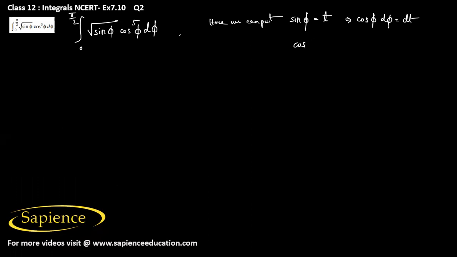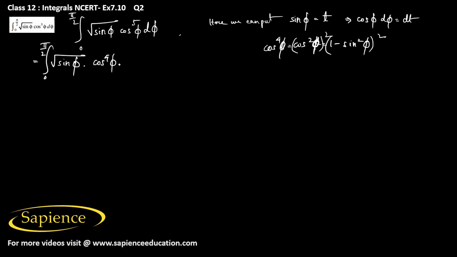And then this cos square phi, we can write it as 1 minus sine square phi. So cos power 4 phi is cos square phi whole square. So this will be 1 minus sine square phi whole square. So this we can write as integral 0 to pi by 2 root sine phi into cos power 4 phi into cos phi d phi.